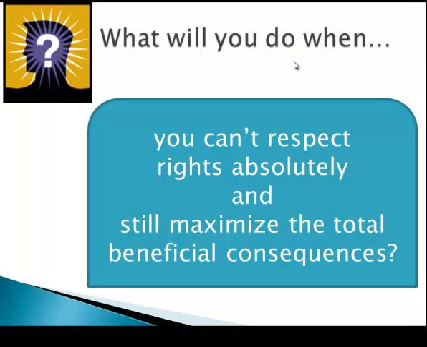I'll leave you with a final question. What will you do when you cannot respect rights absolutely and still maximize the total beneficial consequence?